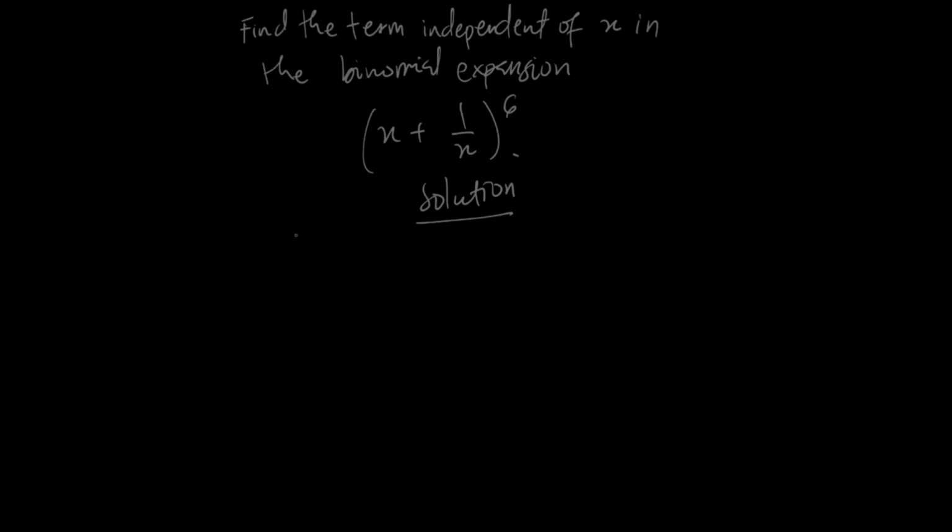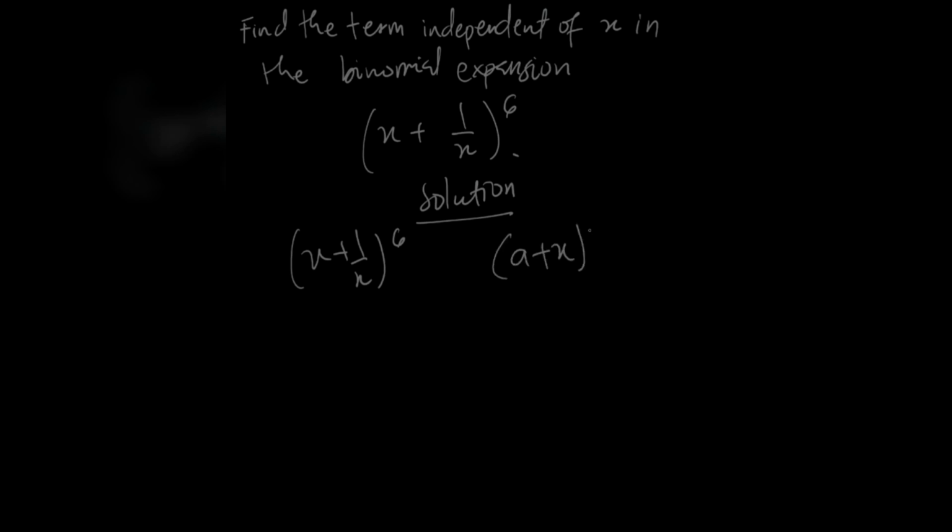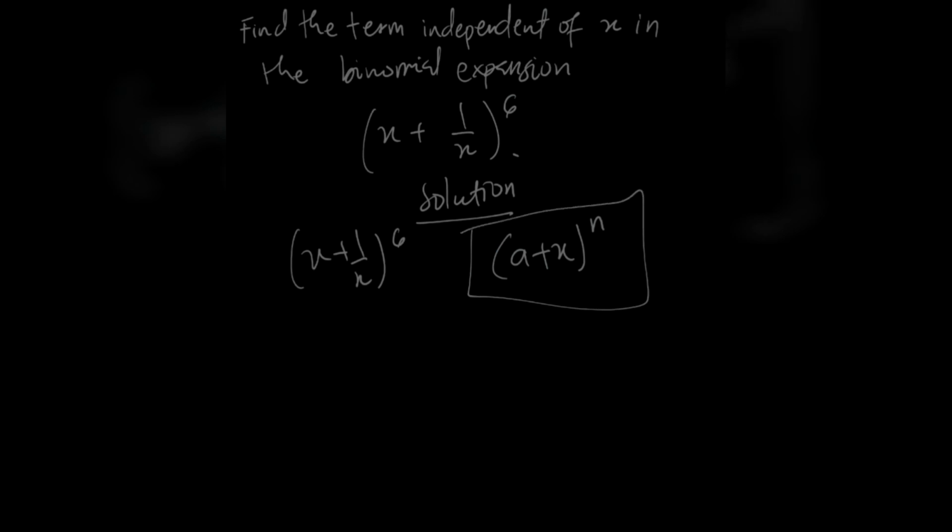Solution. So we have this binomial expansion. Now we know in general any binomial expansion is in the form (a + x) all raised to the power n. This is the general form of writing a binomial expansion. If you want a specific term in a binomial expansion, this is the formula we use: n combination r multiplying a raised to the power n minus r, then multiplying x raised to the power r. The n is the power of the binomial expansion.